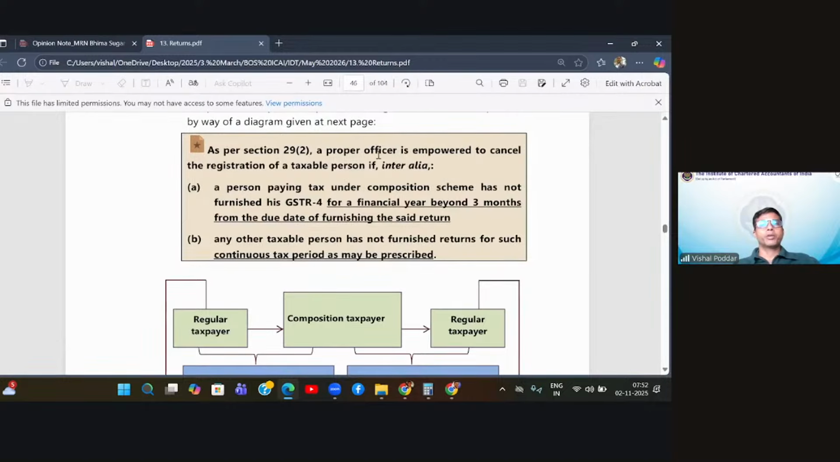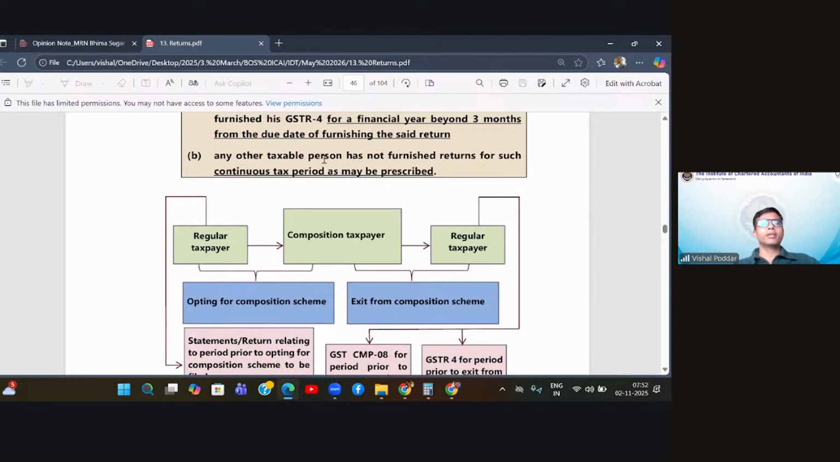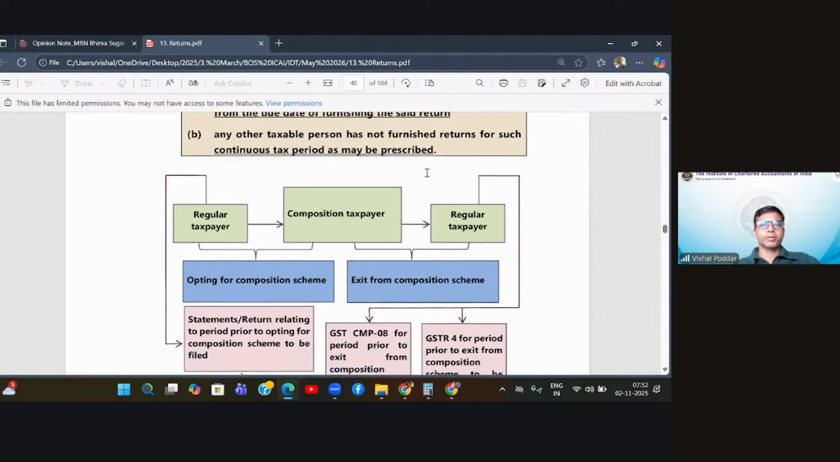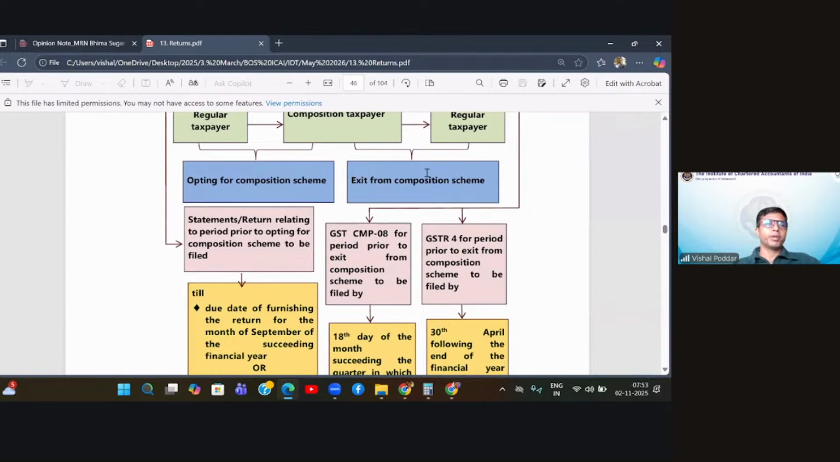Now, as per 29(2), a proper officer is empowered to cancel my registration if the person under the composition scheme has not furnished GSTR 4 for a financial year beyond 3 months from the due date, or any other taxable person has not furnished returns for a continuous tax period as may be prescribed. Okay, so that is fine. That is mainly applicable when the officer can cancel your registration.